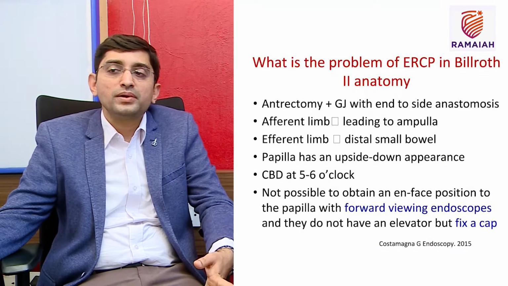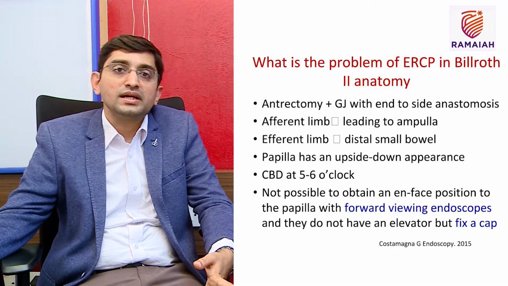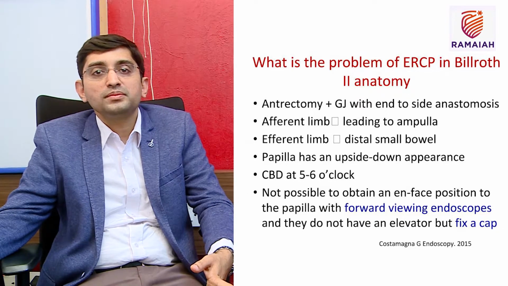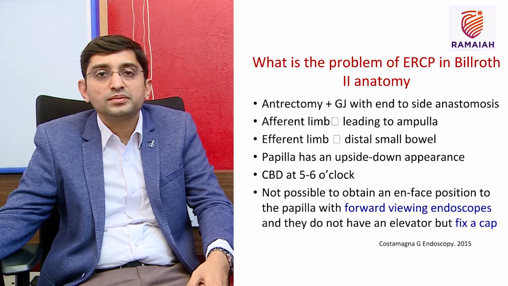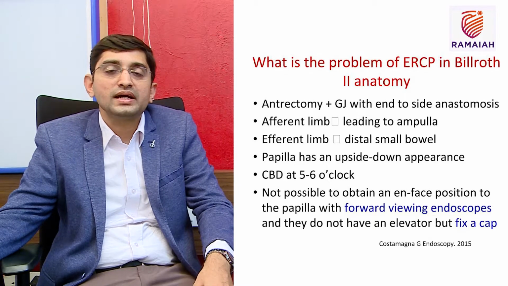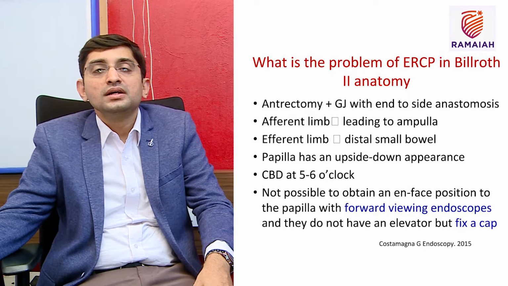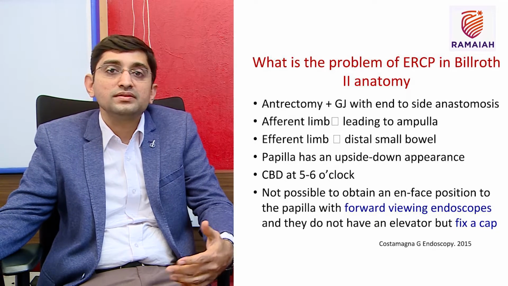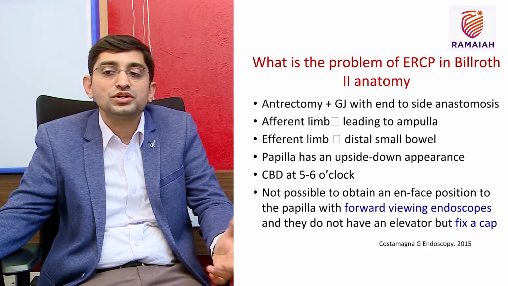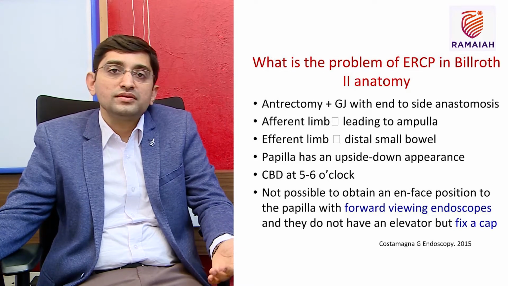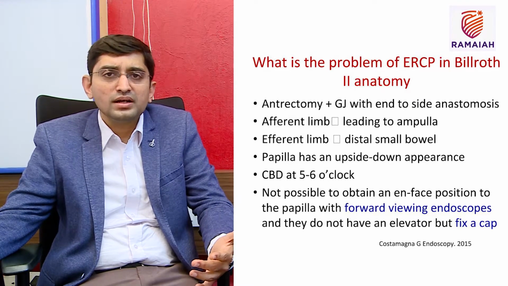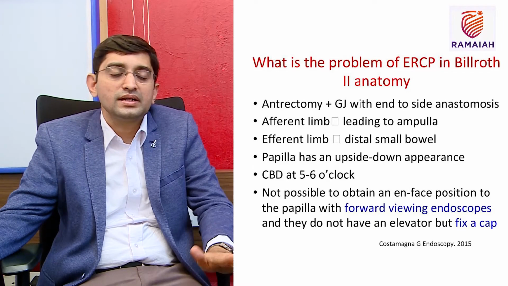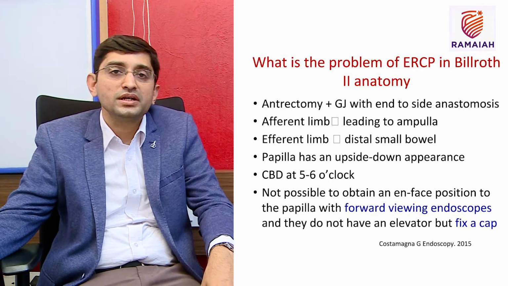In Billroth 2 anatomy, the problem is that there is an antrectomy as well as a gastrojejunostomy. The afferent limb leads to the ampulla, and the efferent goes to the distal bowel. So always do an endoscopy, place a guide wire across, so that we can thread the guide wire over the scope and pass the duodenoscope much more easily. Otherwise, sometimes there can be a chance of the gastrojejunostomy giving way. We can always use a standard biliary sphincterotomy, but the problem is the orientation is a little upside down.